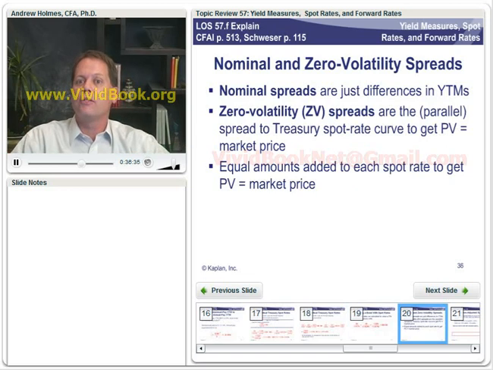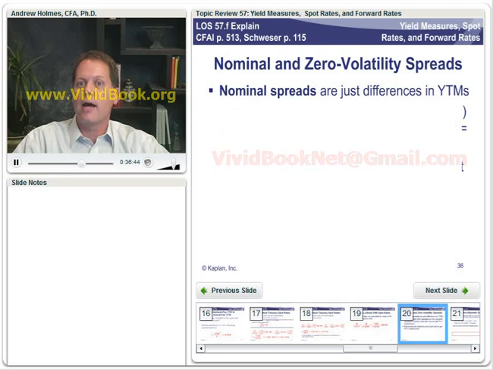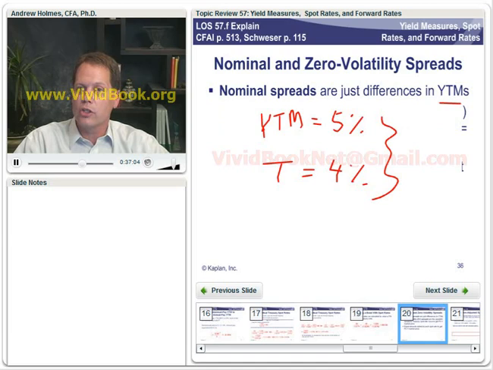So the easiest spread is what's called the nominal spread. The way we would do that is we just say, okay, we have a bond that has a yield to maturity, I'm going to call it 5%. We would look at a comparable maturity Treasury, I'm just going to put a T, and we'd see that that's going to be 4%. And the nominal spread is just the difference between these two. It's just the difference between the yield to maturity on the comparison, which is frequently done as a comparison to Treasuries, and the yield to maturity on our bond, all right?